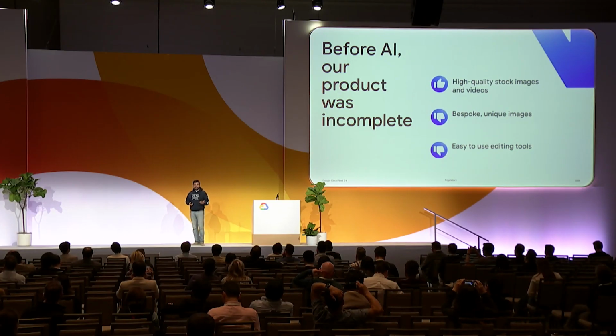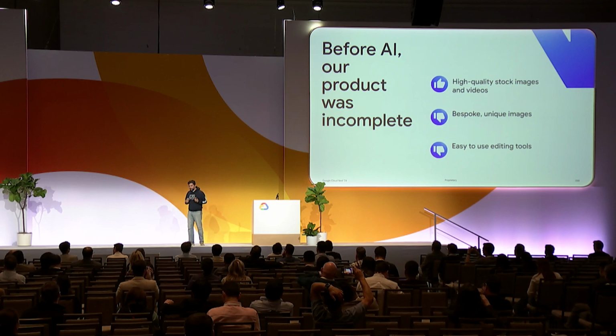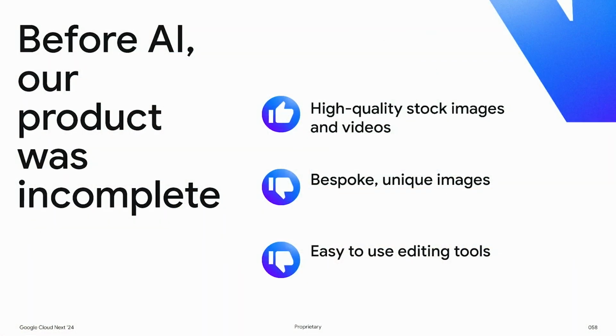After we started developing AI-enabled products, we realized that before AI, we were only delivering on part of our mission. Okay, our product was really not complete. We had high quality stock images, videos, icons, templates, everything that we could do to help users. But we were not able to deliver bespoke images. Okay, there are many different use cases where you cannot use an existing image. You need something made for you.